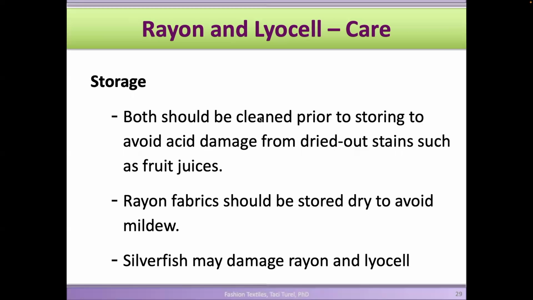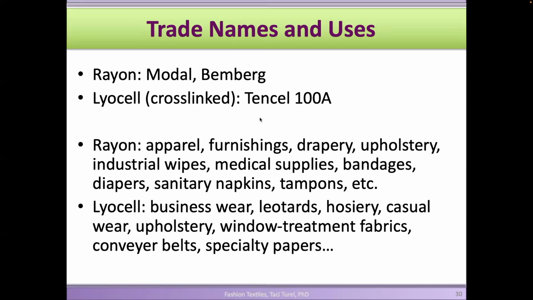You can iron them easily though, and when you're storing them, it's exactly like cotton and linen. You have to keep them dry, you have to keep them away from mildew, and if there are any fruit juices or acidic stains on them, you have to wash them and clean them. As you know, if it is washable, you have to clean them, or you have to get it dry cleaned before you store them. Otherwise, the fruit juices and acidic juices will damage the fibers. Silverfish will also damage rayon and lyocell because they are cellulosic, and silverfish like cellulose.